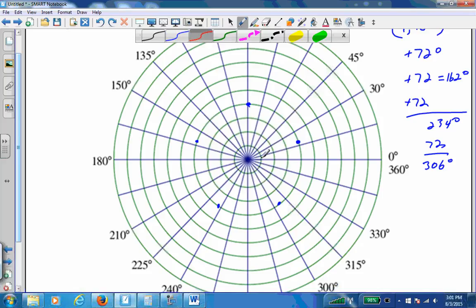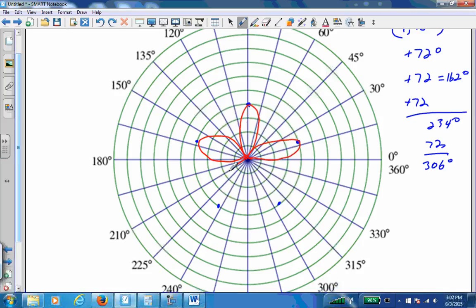So we basically have something like that. So that's the 5-petal rose. It goes out 4 for each tip.